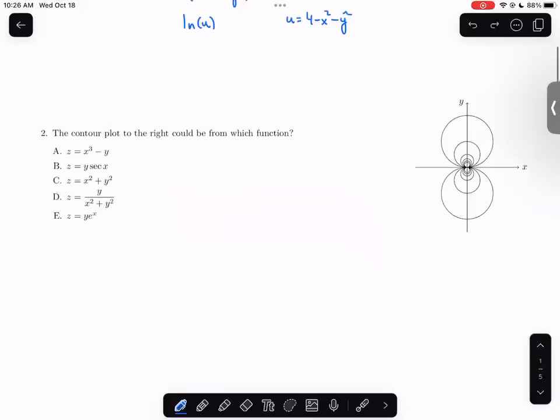All right, moving on, another problem from 14.1. A topic that we covered then was about contour plots. These are also referred to as level curves. So we have a picture here, and I'm interested in which of these functions could create this contour plot or set of level curves. And of course, we're going to go through here and do a little bit of elimination.